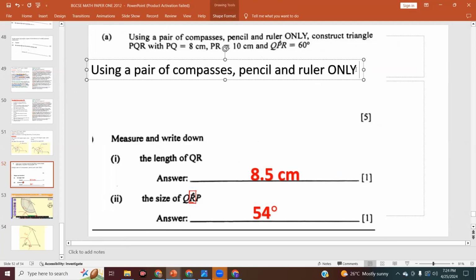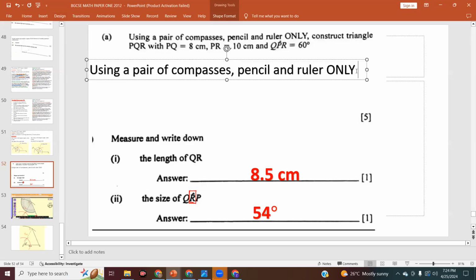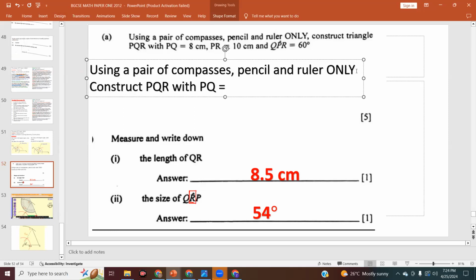Construct, construct PQR with PQ equal to, let's say, PQ is 7 centimeters. Yeah, we can bring everything down. No, not PQR. We're going to use PQR again.